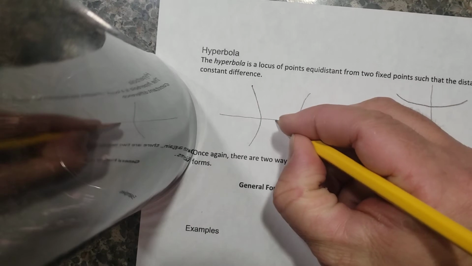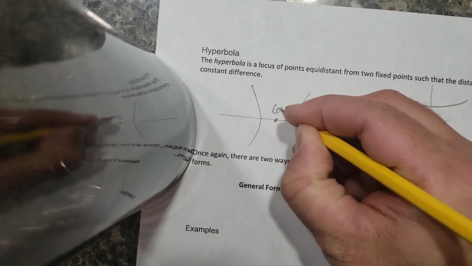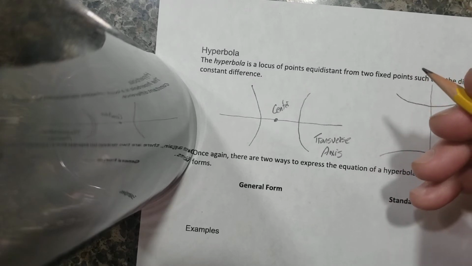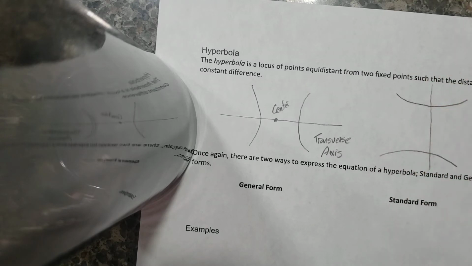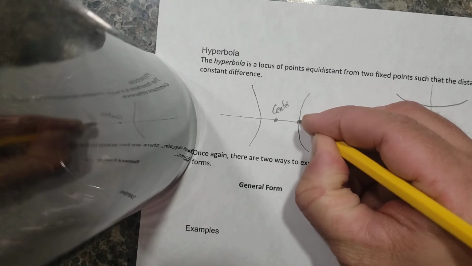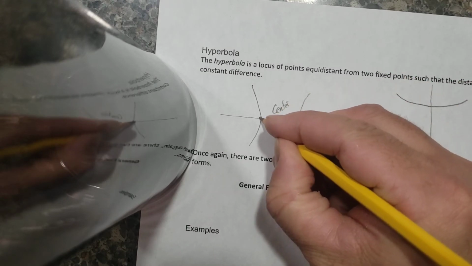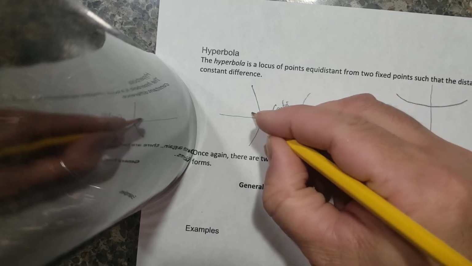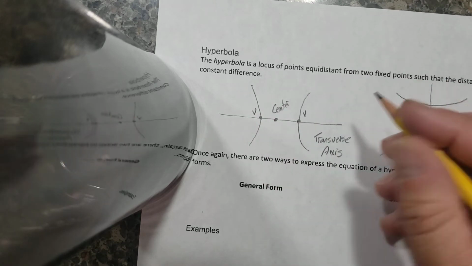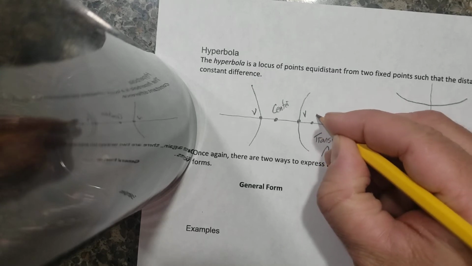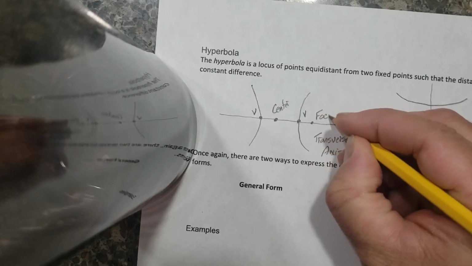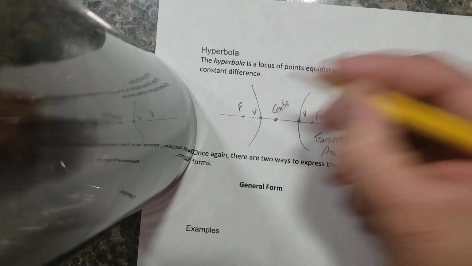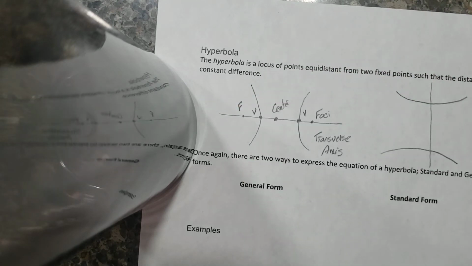When we do these, we have a center. It's called a center. And then we have vertices, and the vertices are where the hyperbola goes through the transverse axis. I'll just put a V there. And then out farther, we have foci. Focus or foci for plural. I'll put that there.